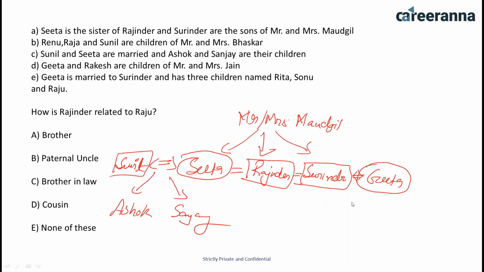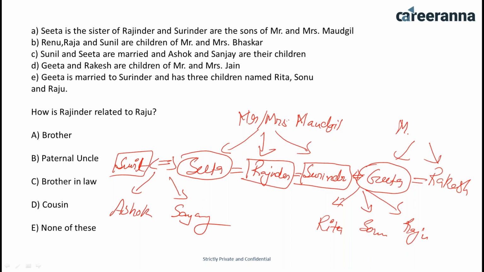Now Geeta is married to Surendra and has 3 children named Rita, Sonu and Raju. Now Geeta and Rakesh are the children of Mr. and Mrs. Jain. We already know Geeta is here, which means she has one brother, Rakesh, or you can say a sibling, Rakesh. And they are the children of Mr. and Mrs. Jain.